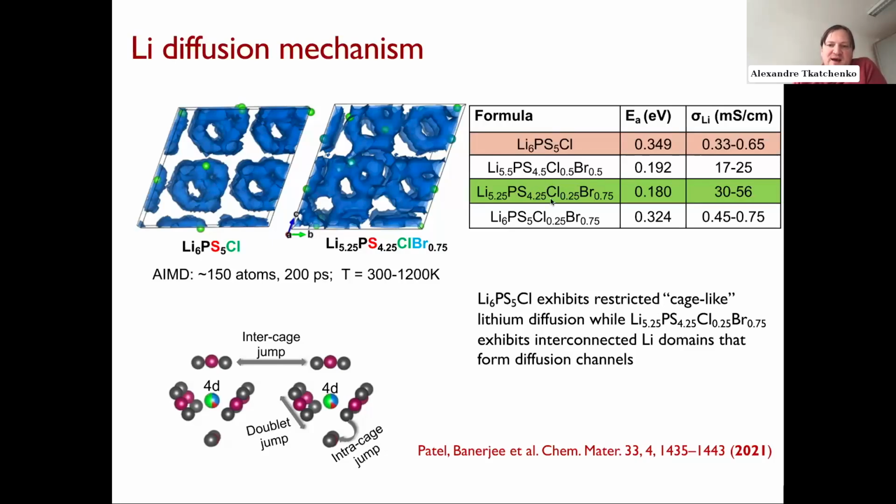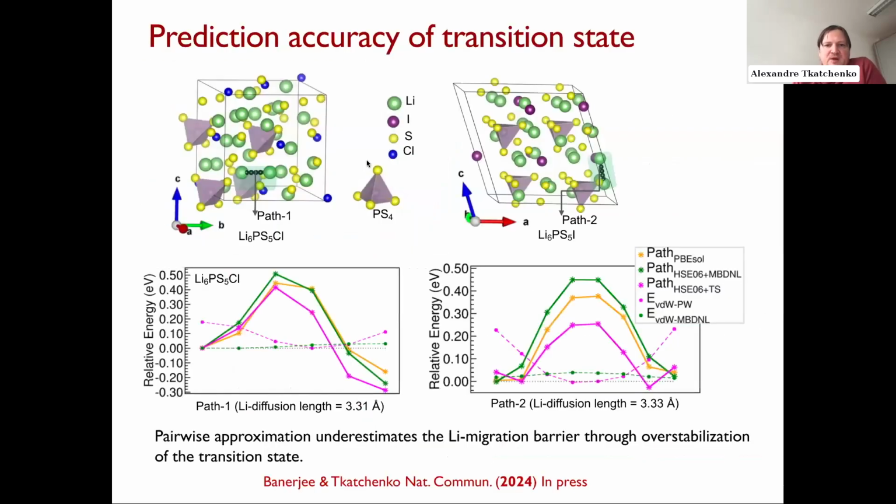while in the mixed anionic material, which has the largest lithium conduction, you actually form these interconnected domains that form diffusion channels, and that explains why the lithium conductivity is so high in this mixed anionic material. So there is a wide range of possible lithium jumps between the different parts of the framework.